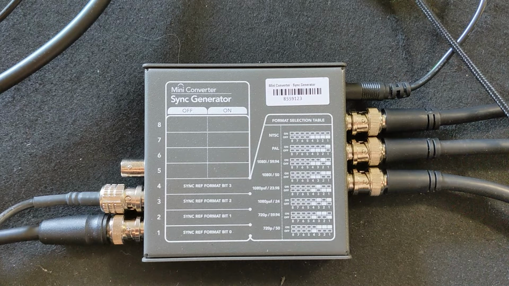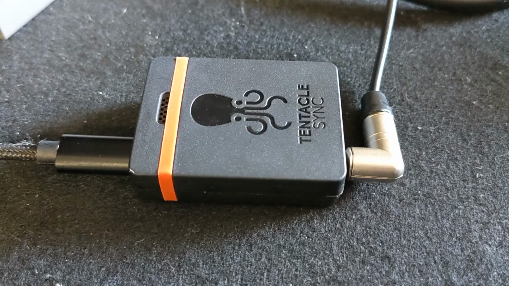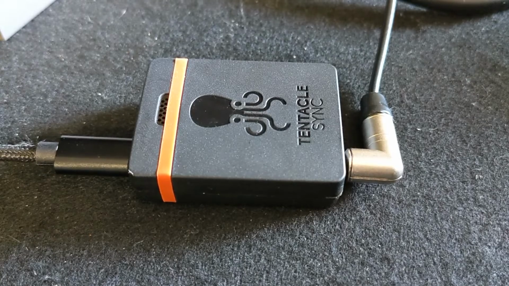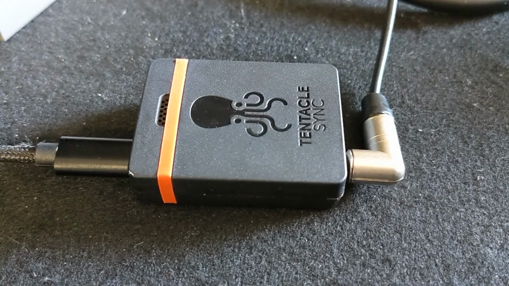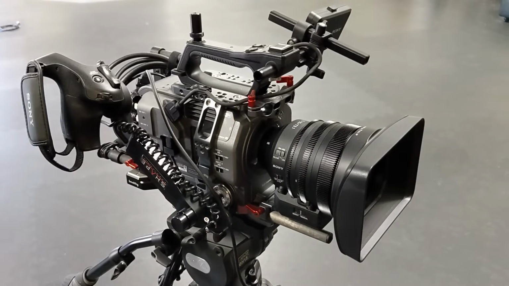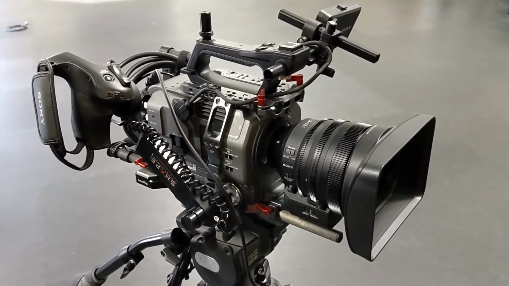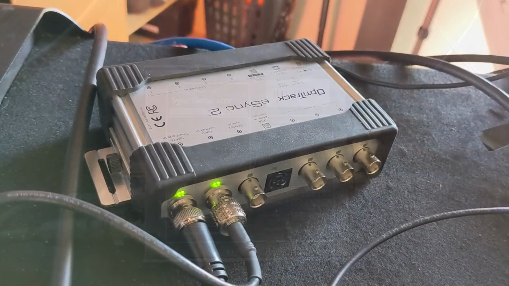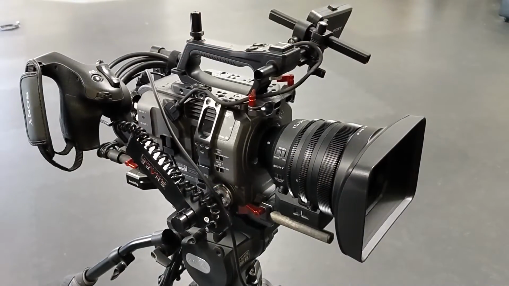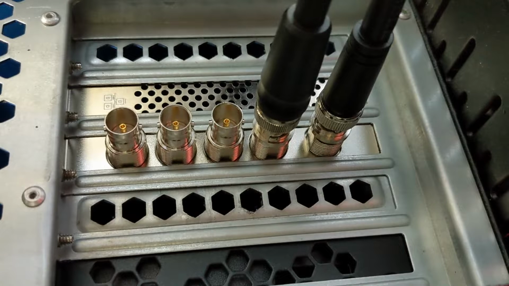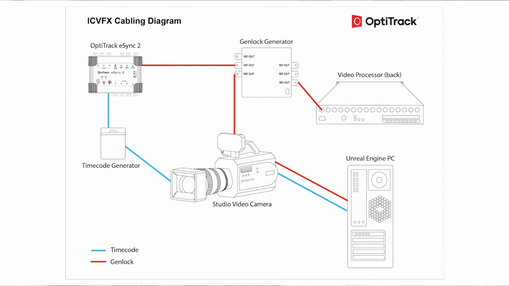We used a Blackmagic Mini Converter Sync Generator for Genlock in combination with the Tentacle Sync for timecode. Any timecode and Genlock generators will work. These are just what we used. The timecode is fed into the eSync 2 and the studio camera, which forwards this information to the SDI card. The Blackmagic Sync Generator sends Genlock to the eSync, to the studio camera, to each SDI card used, and to any other video devices that need to be frame synchronized. Proper Genlock setup is important to frame align the different systems.